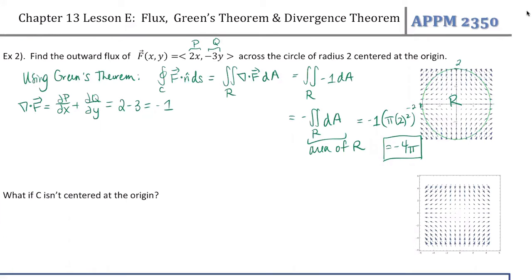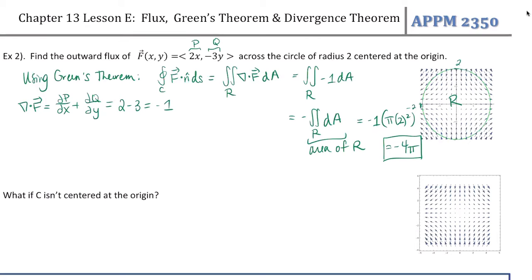Sometimes thinking of units may help. If this was, let's say, the velocity field of a gas in meters per second, then this flux is going to be meters squared per second. And the fact that it's negative is telling us that the net outward flux is negative 4 pi meters squared per second. So the gas has to be compressing because there is less gas coming out than going in. And the only way that can be happening with a gas, for example, is if it was compressing.